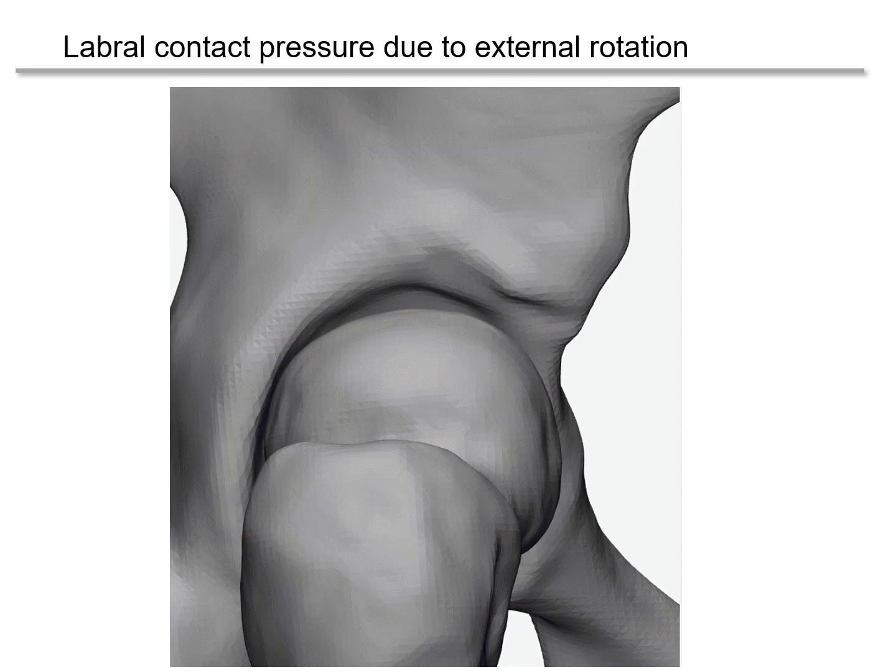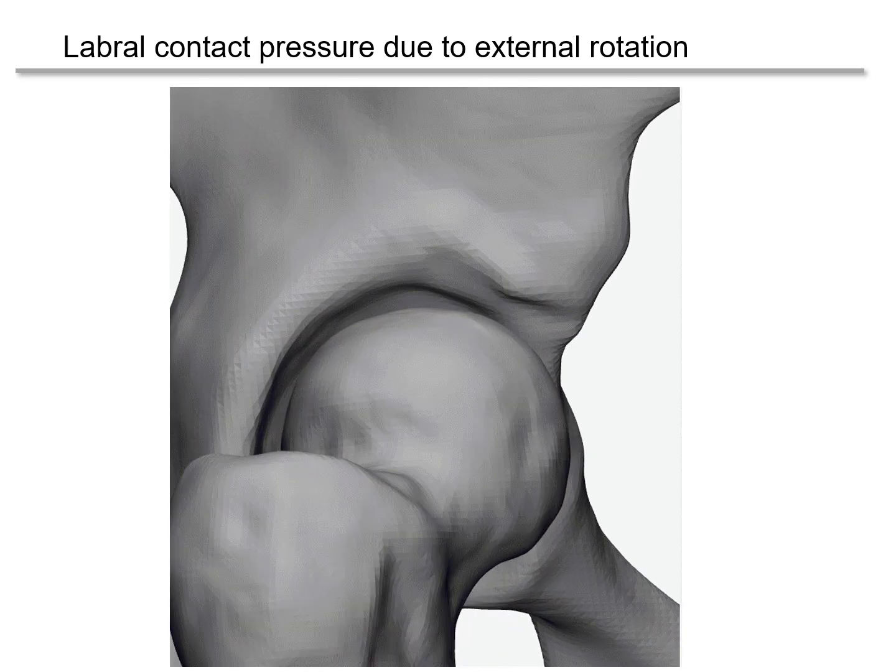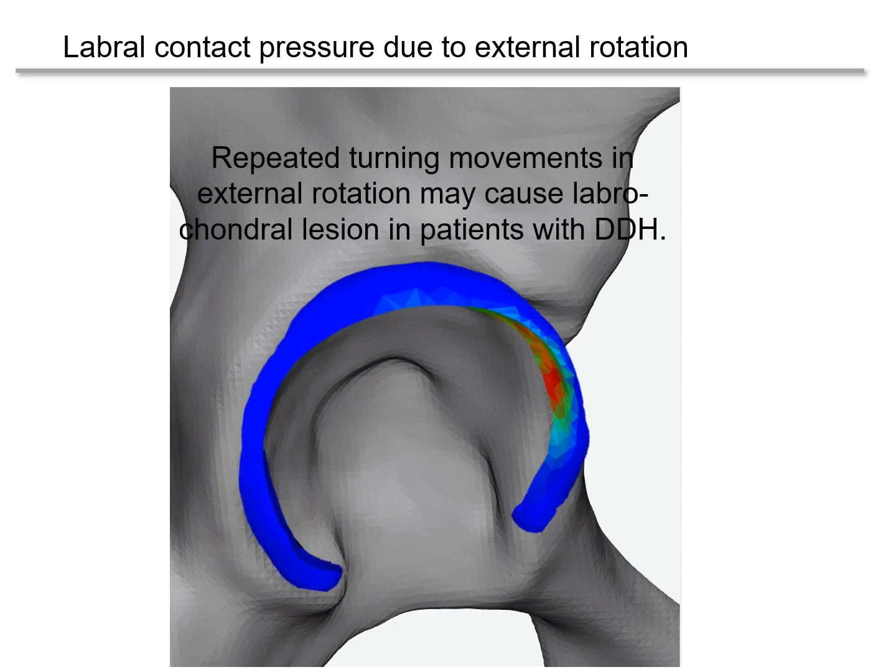Therefore, in DDH patients, repeated external rotation in weight-bearing, such as turning movements, may cause labrochondral lesions due to anterior displacement of the femoral head.